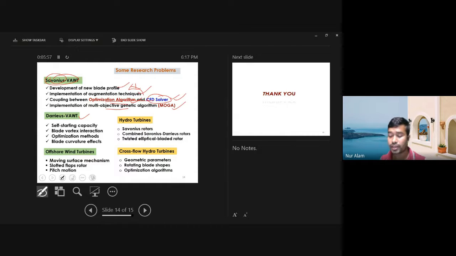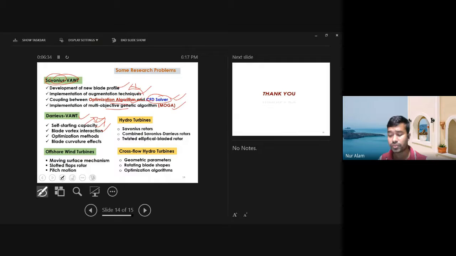In the Darrieus vertical axis wind turbine, the problem is the low self-starting capacity. How we can improve the self-starting capacity may be one of the important topics you can study. Generally people combine Savonius and Darrieus rotors, because the Savonius increases the self-starting capacity. By combining them, performance generally increases, but there are a lot of studies on self-starting capacity, so you can think about some more blade vortex interaction.